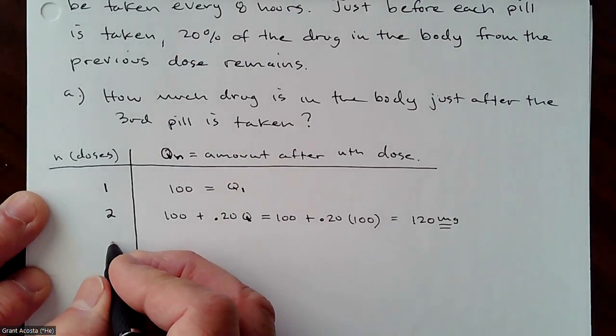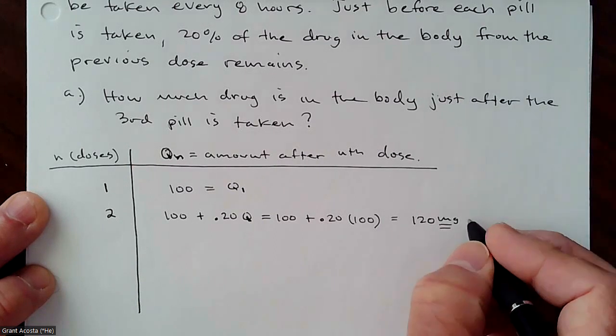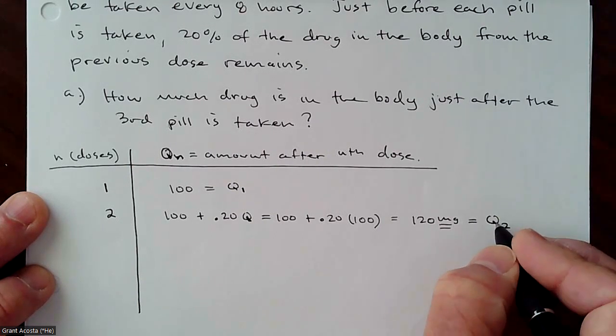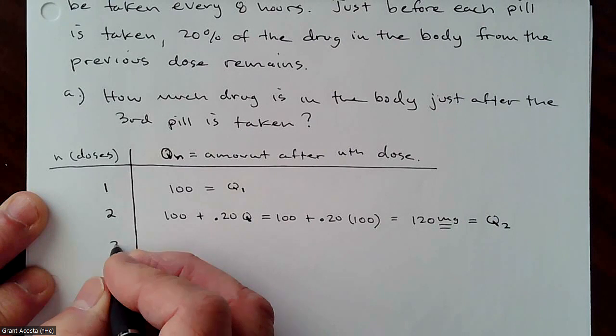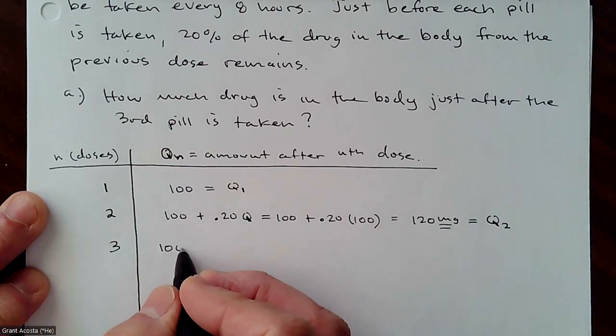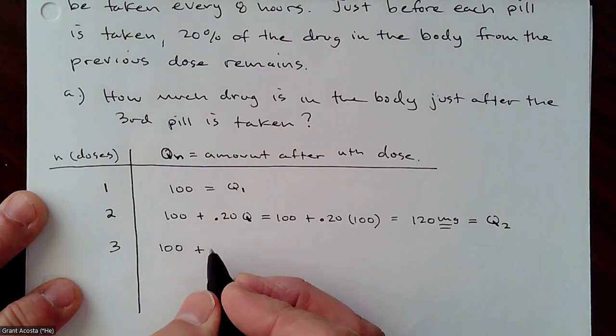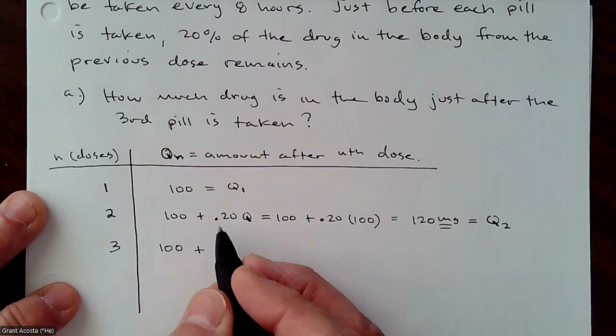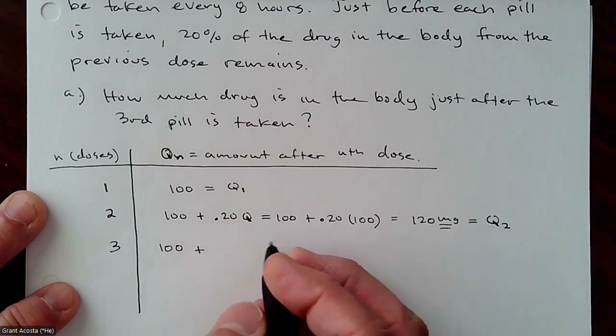After the third, and we'll label this Q2, isn't it? This is the amount after 2 doses. So after 3 doses, again, we get our fresh dose of 100 milligrams, and we're going to have 20% of however much of the drug was in the body before, which is Q2.